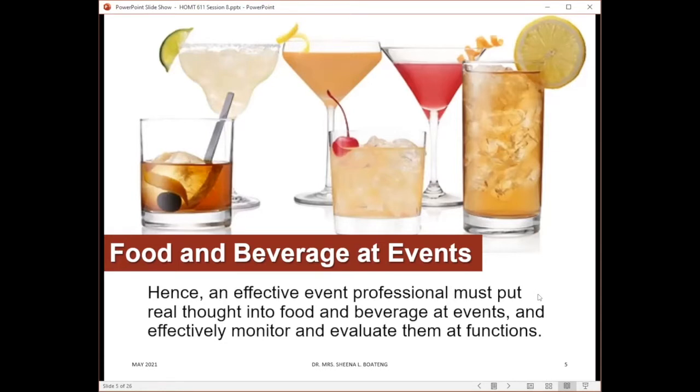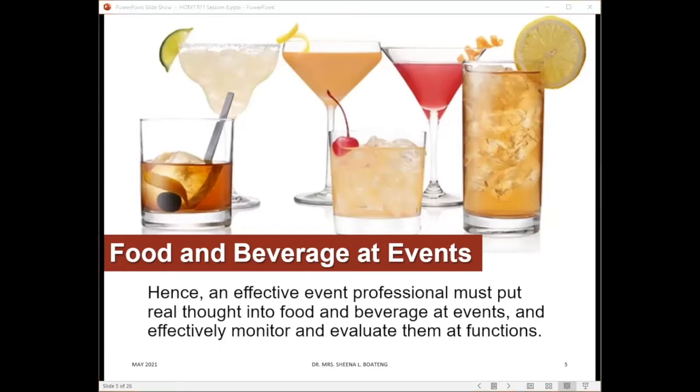And it's not just about planning the availability and supply of the food and beverages, but it's also about monitoring and evaluating them at the functions that you organize. So it's not just enough for you to be able to determine how much food and beverage must be provided and ensure that they get there. You also need to monitor and evaluate how the food and beverage is distributed and how your event attendees react when they are consuming these foods and beverages at the event.